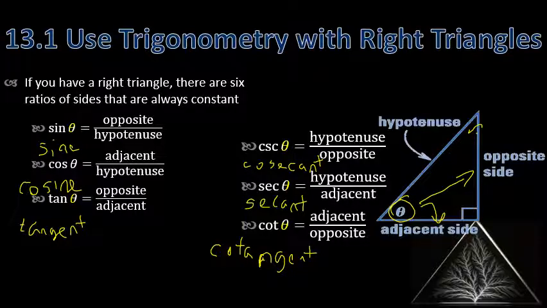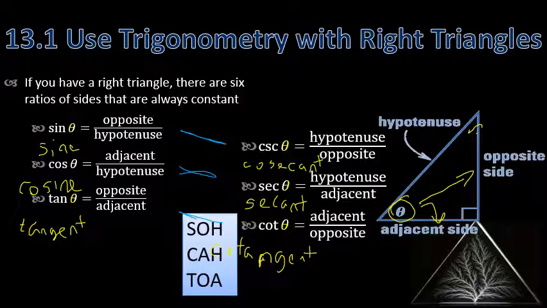And the way I have them, the functions opposite each other are reciprocals of each other. Sine and cosecant are reciprocals. Cosine and secant are reciprocals. Tangent and cotangent are reciprocals.